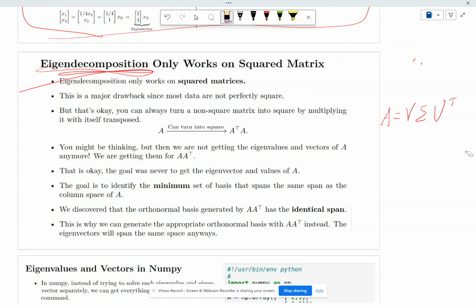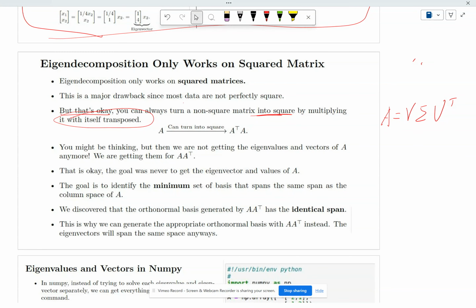But it's actually okay, because you can always turn a non-square matrix into a square matrix by multiplying it by its own transpose. So A can turn into a square if you do A transpose A or A A transpose. Both options will turn your matrix into a square. Now you might be thinking, but then we are no longer finding the eigenvalues and eigenvectors of A anymore. We are finding them for A A transpose or A transpose A, depending on how you're doing it. And that would be correct.